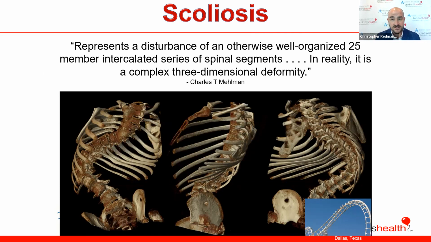And as one of my mentors, Dr. Charles Neuman, has stated previously, this represents a disturbance of an otherwise well-organized 25-member interarticulated series of spinal segments. In reality, it's a complex three-dimensional deformity. What we mean by that is it not only bends, the spine also twists, which causes rotary changes or prominences in the ribs and things like that.